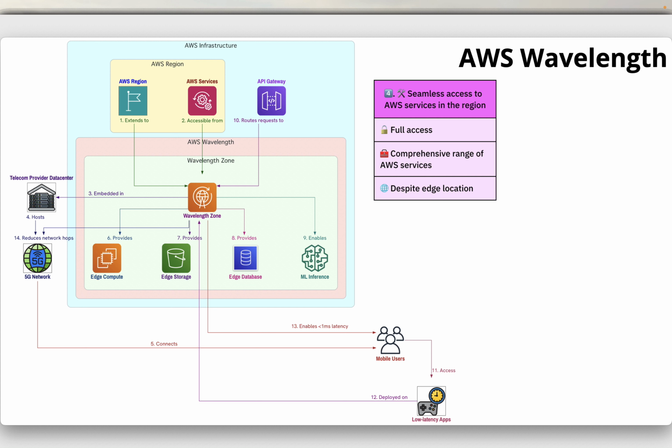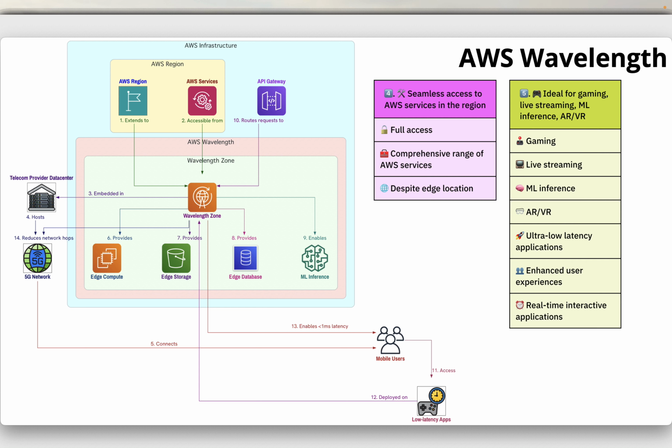So it offers seamless access to AWS services in the region. Despite being at the edge, so we say edge whenever we talk about edge networks. So let's say mobile networks, 5G, those are called edge networks. So despite being at the edge, these zones allow full access to a comprehensive range of AWS services, and it is ideal for gaming, live streaming, ML inference, AR, VR, virtual reality, augmented reality, and applications requiring ultra low latency can significantly benefit, enhancing user experience in real-time interactive applications.